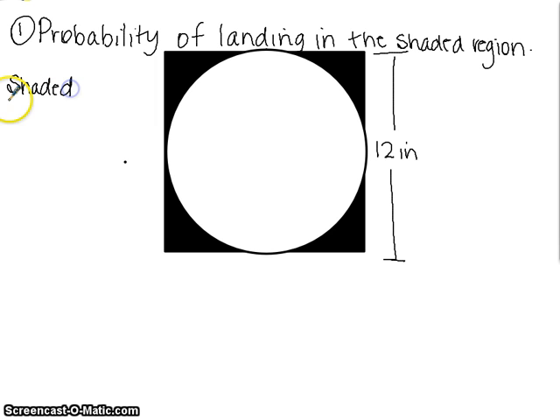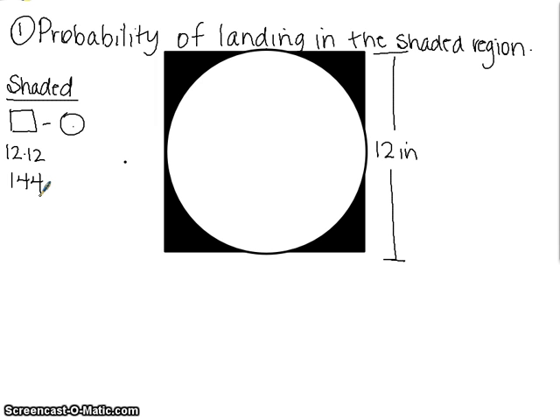Okay? So what we're going to do is, we first need to figure out what the shaded region would be, the area. So that would be the square minus the circle. That's what's going to give us the shaded region. So if we look at the area of the square, that's base times height, we know that that's going to be 12 times 12, or 144. Okay?